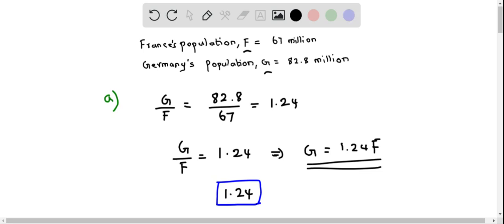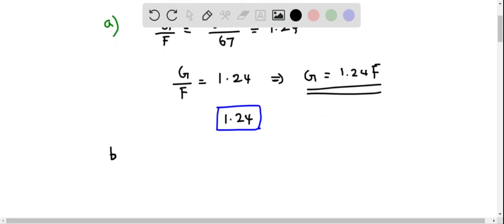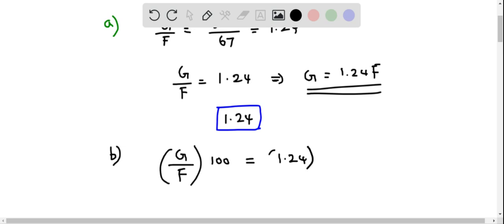Now let's do part B. Here we have to determine that Germany's population is what percent of France's population. So for that, basically we have to take the value from part A and express that in terms of a percentage. That is basically we calculate G by F times 100, and this gives the comparison in terms of percentage. So we know that G by F equals 1.24. So we multiply this by 100, and this gives 124 percent.